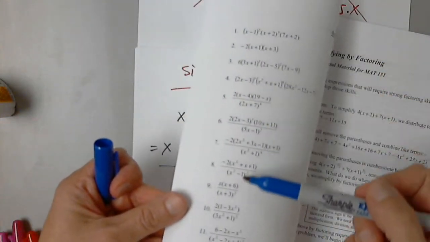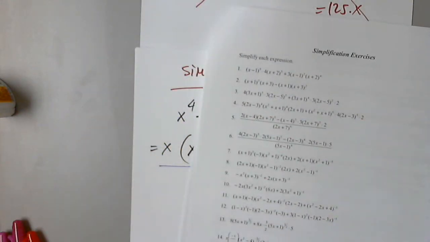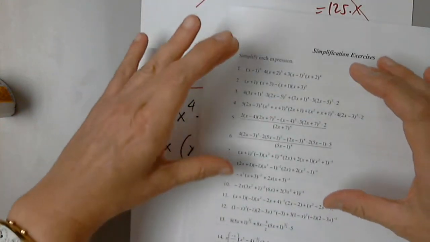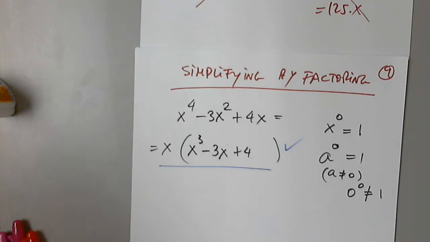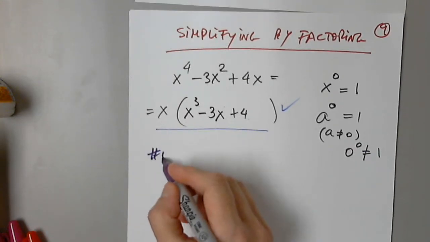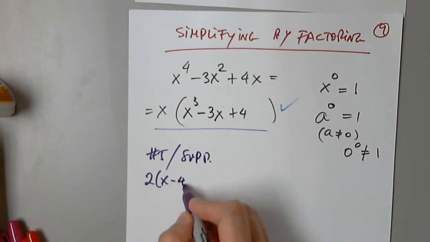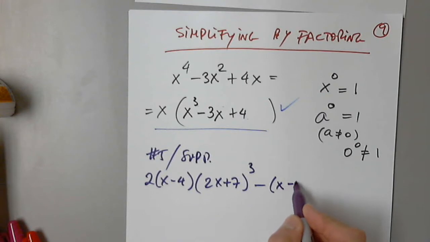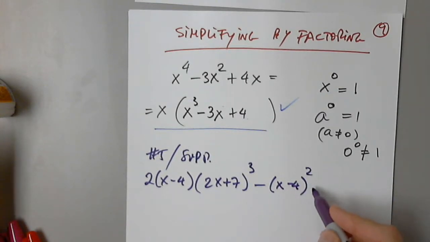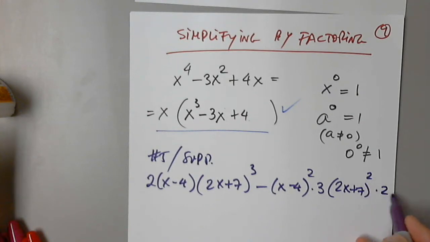You have all the answers in the back, whatever they are, and please choose the problem you like. Let's say we choose one from the top and one from the bottom. You want to start with 5. Excellent example. So 5 from the supplement: 2(x minus 4)(2x plus 7) cubed minus (x minus 4) squared times 3(2x plus 7) squared times 2.